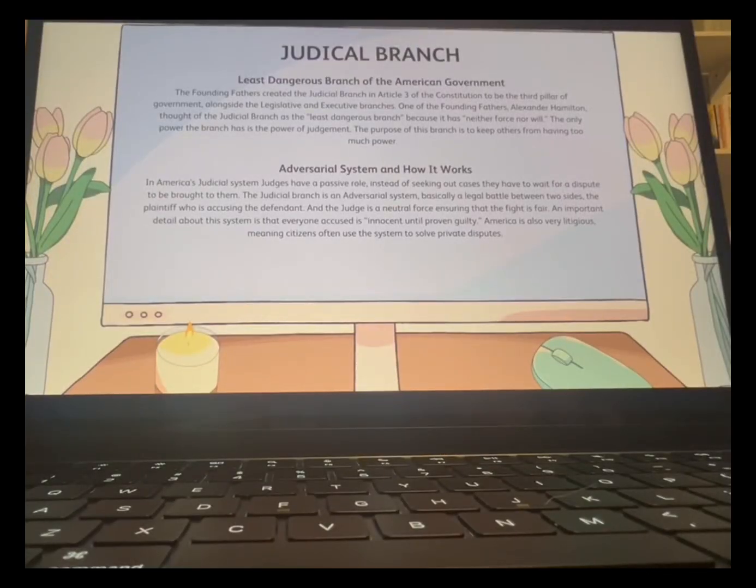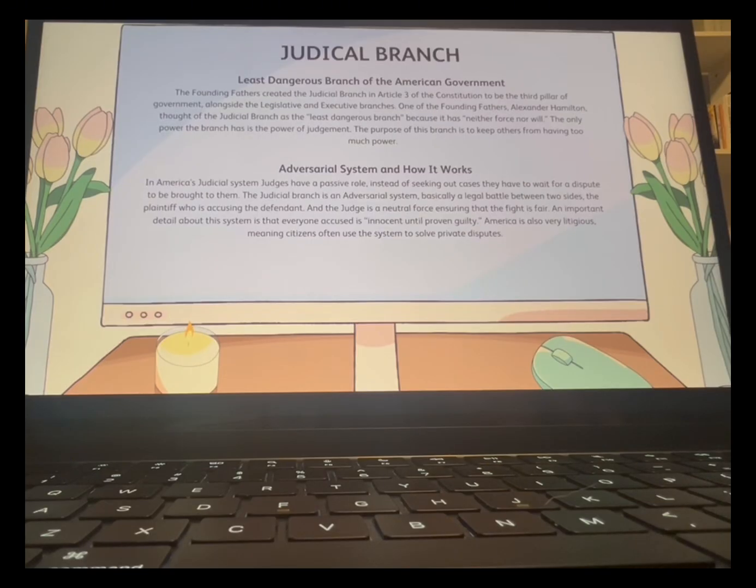The Founding Fathers created the judicial branch in Article 3 of the Constitution to be the third pillar of government alongside the legislative and executive branches. One of the Founding Fathers, Alexander Hamilton, thought of the judicial branch as the least dangerous branch because it has neither force nor will. The only power the branch has is the power of judgment.